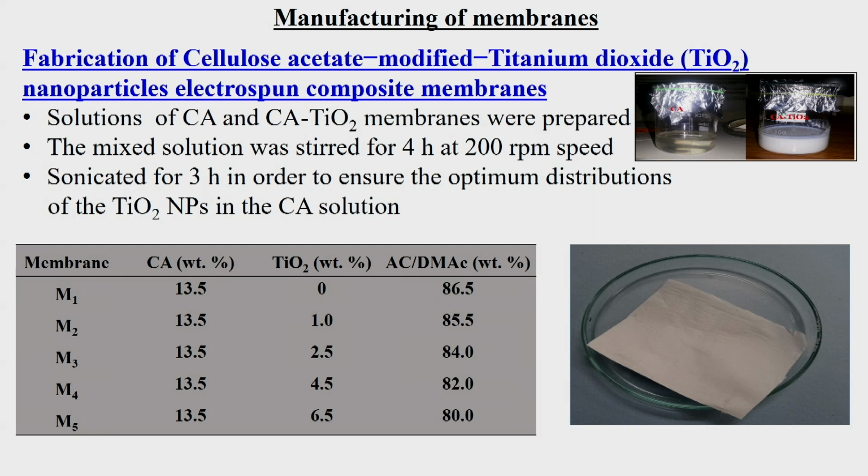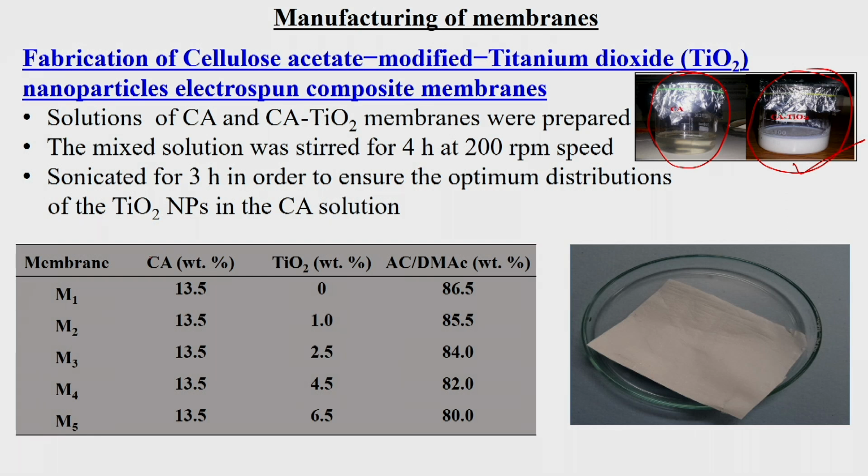Okay, so for that case, suppose this is the cellulose acetate solution and this is the cellulose acetate titanium dioxide solution. The mixed solution was stirred for 4 hours at 200 rpm, and then sonicated for 3 hours in order to ensure the optimum distribution of the TiO2 nanoparticles in the cellulose acetate.